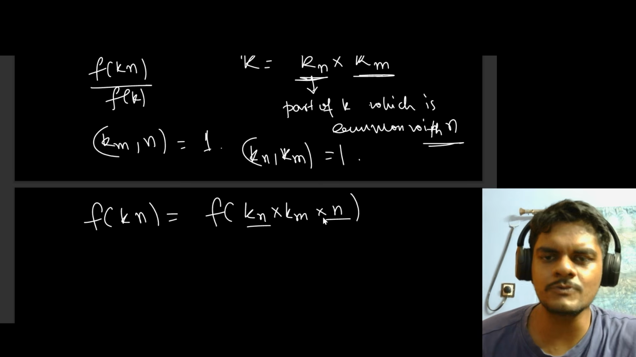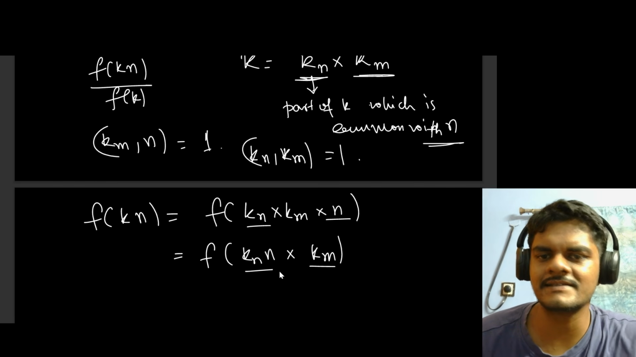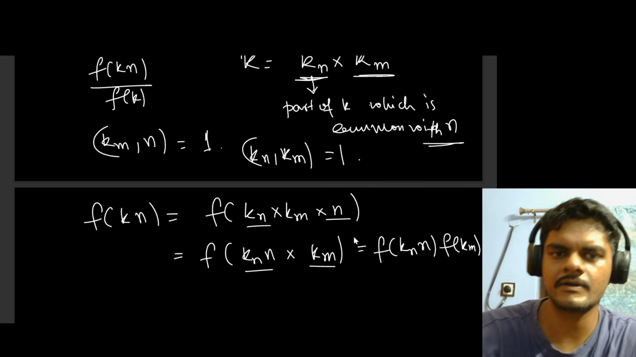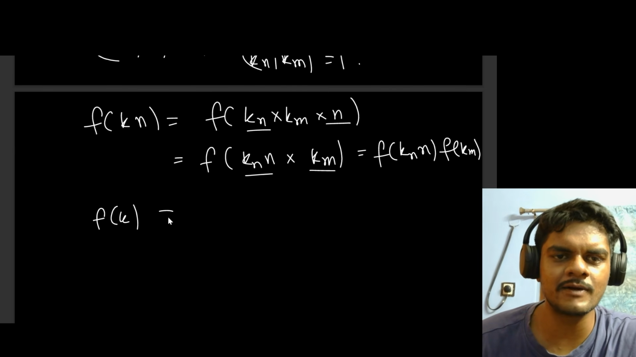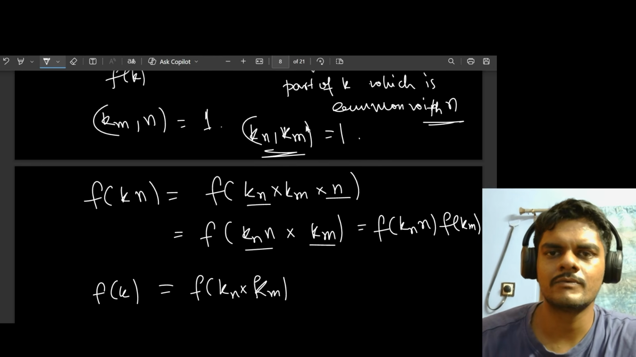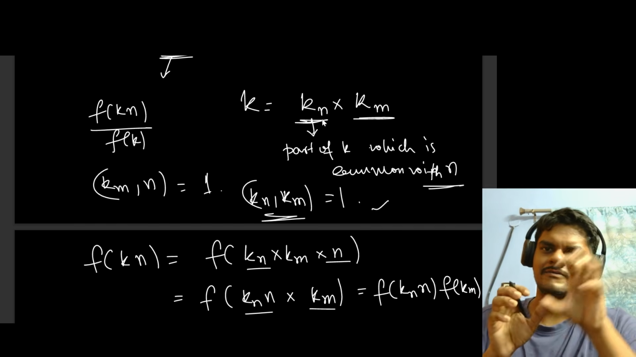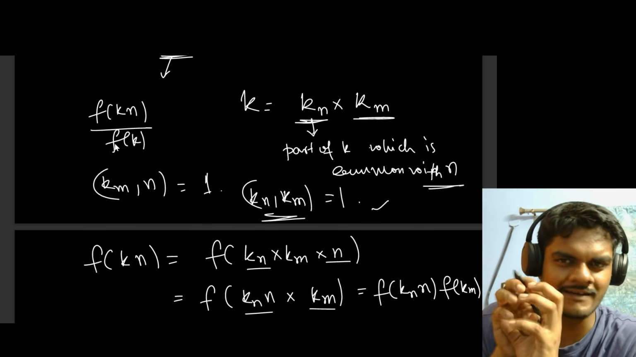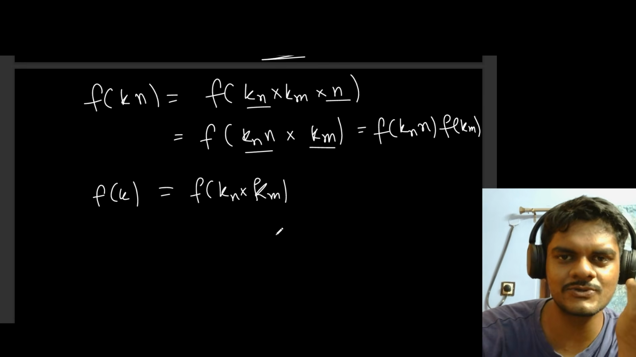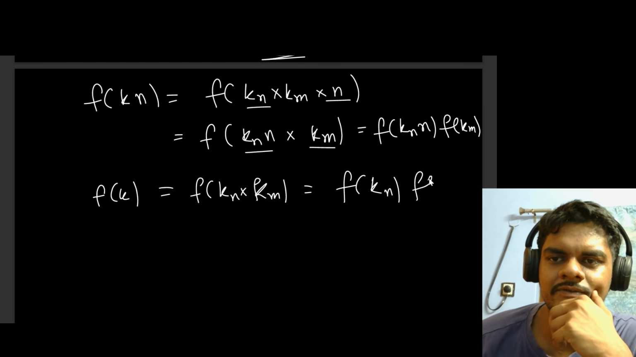You see that these two have common stuff, so I'll write it like f of kn into n into km. These two are GCD 1, so I can write this as f of kn n into f of km. And f of k I can also write as f of kn into km, since kn and km are GCD 1. Do you understand what I'm trying to do? I'm taking the part of k which has something in common with n separately, and the part which has nothing to do with n separately as km. I'm separating those two so that I'll have some ease in calculation.